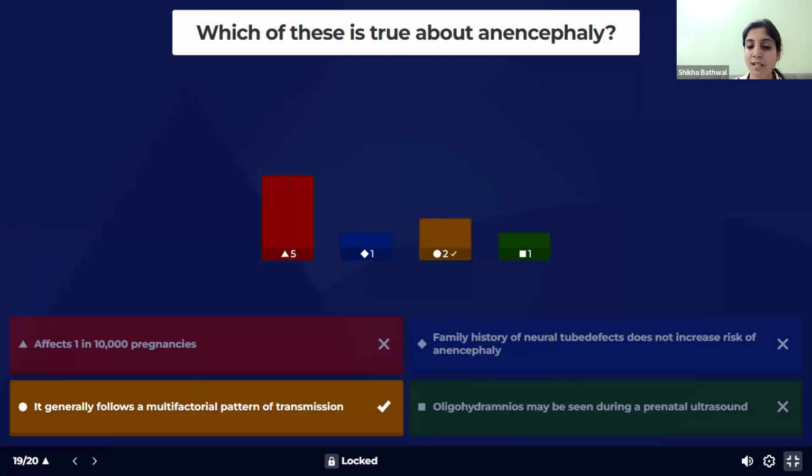And option B, because neural tube defects family history does increase to a certain extent the risk of anencephaly, and polyhydramnios is seen on ultrasound. However, the transmission is affected by a lot of factors, including folic acid deficiency, hereditary, and other factors. So this is the right answer, multifactorial pattern of transmission.